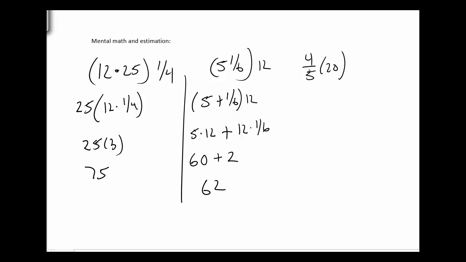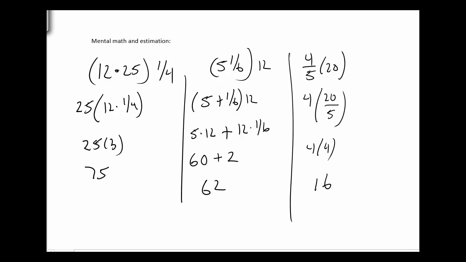All right, and the last one here, 4/5 times 20. Again, in my head, I would think, well, let me take care of the fifth first. So I'd make that be 4 times 20 divided by 5. And then 20 over 5 is just another 4. So we get 16. But those would all be things that we'd be doing in our heads to generate our answer.